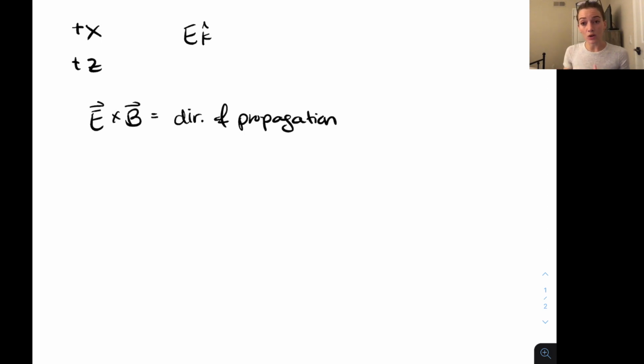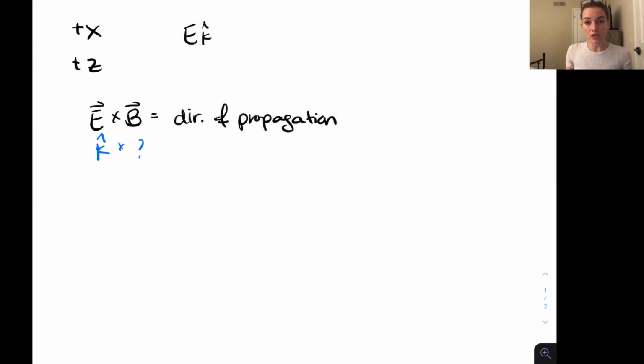Because remember, to find the direction of propagation, it was the electric field cross the B field. So E cross B gave you the direction of propagation. So you have to be very, very careful with that. As I said before, the cross product is not commutative, so it does matter what direction you take your cross product in. So here, our electric field, as we said, was in the K direction.